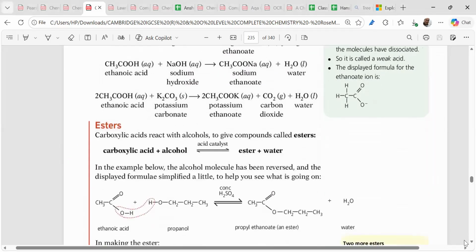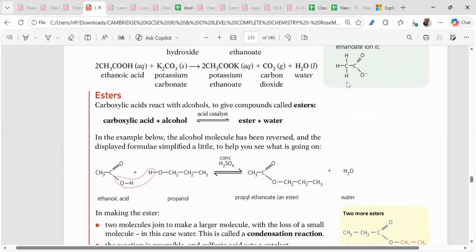Now the next part is that when we make an ester, right? How do we make an ester? This is a very important topic we are trying to discuss. We make an ester by using a carboxylic acid and an alcohol. Is it clear? A carboxylic acid and an alcohol. That's a very important part.